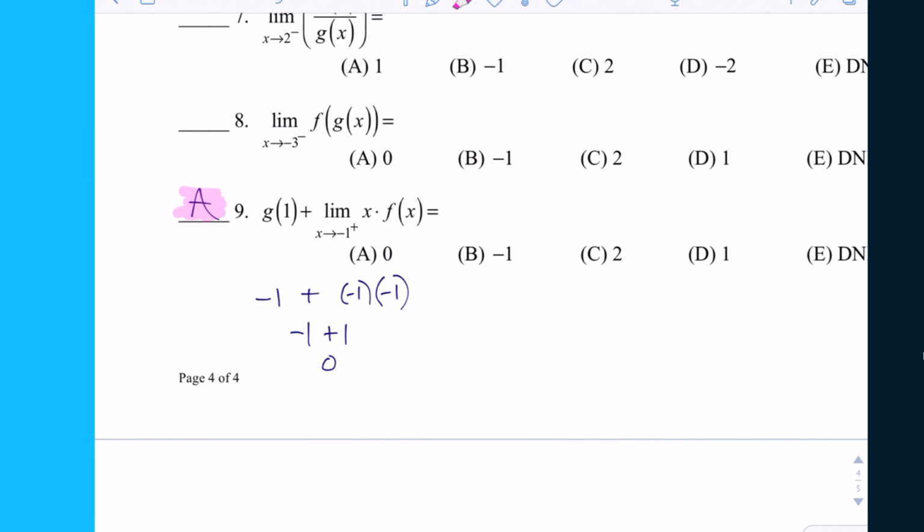You've got to be very deliberate, kind of meticulous. It's easy to get your negatives mixed up or approach from the wrong side. Maybe look at the wrong graph, look at f instead of g, or vice versa.